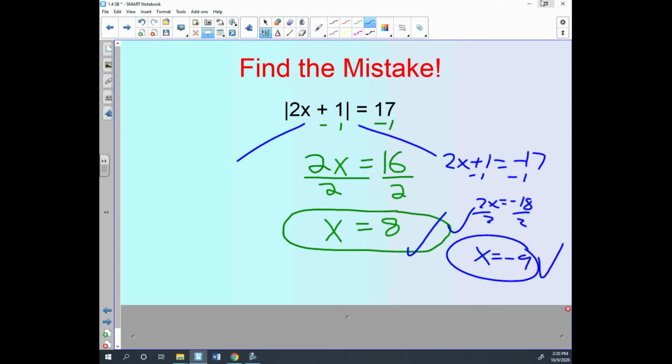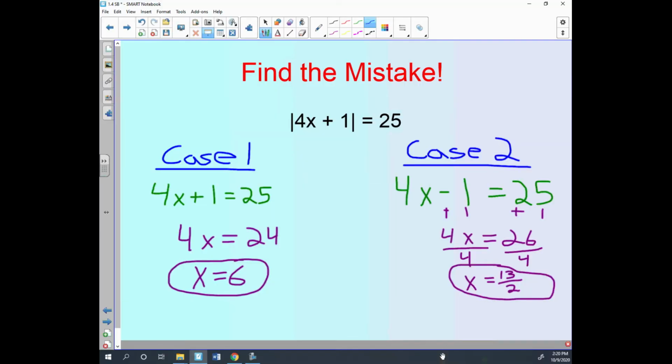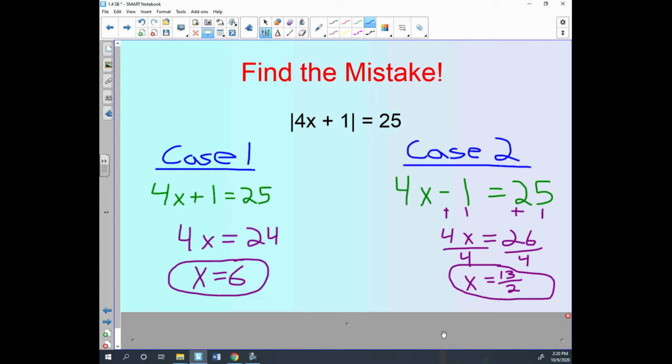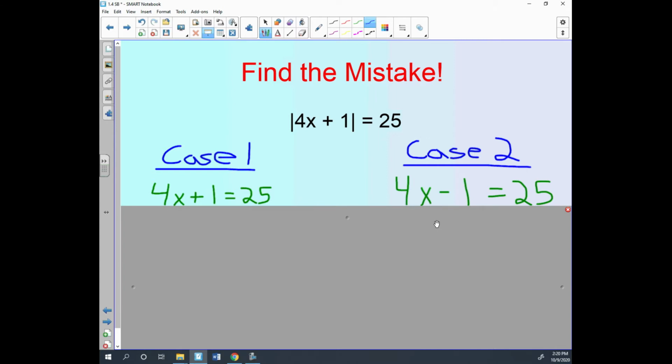Okay? Next up, find the mistake on this one. I'll let you look. I know this isn't a normal class, so you're going to have to just pause the video. But if I'm looking at this, did they do case 1 and case 2 correct? No. There's our mistake right there.